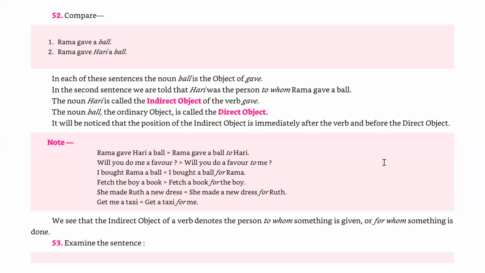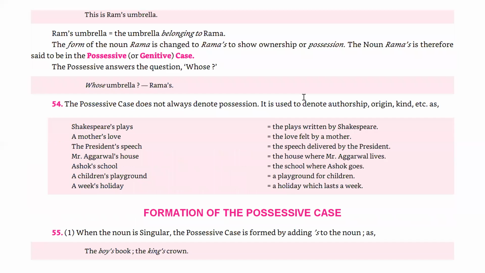She made Rath a new dress. She made a new dress for Rath. Get me a taxi. Get a taxi for me. So these are the different forms of the verbs. Okay. So this is the way we use this. Now examine some more sentences. This is Rama's umbrella.